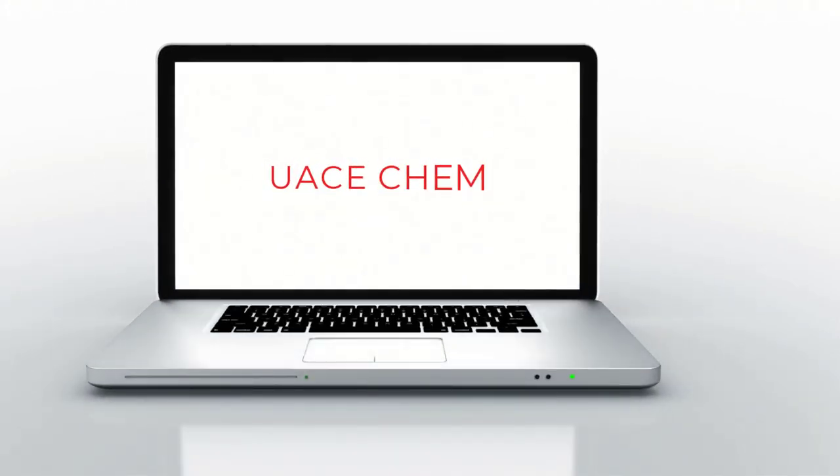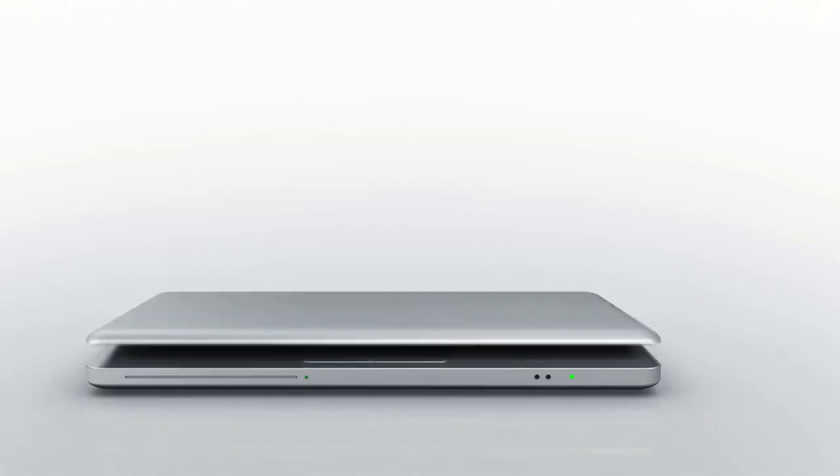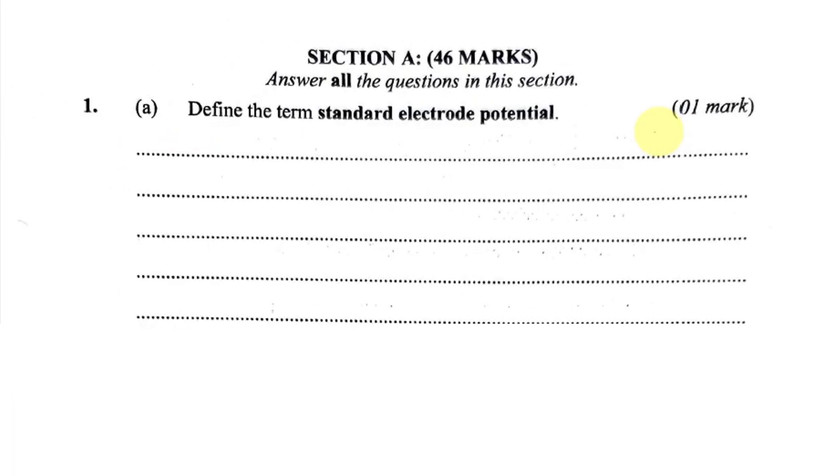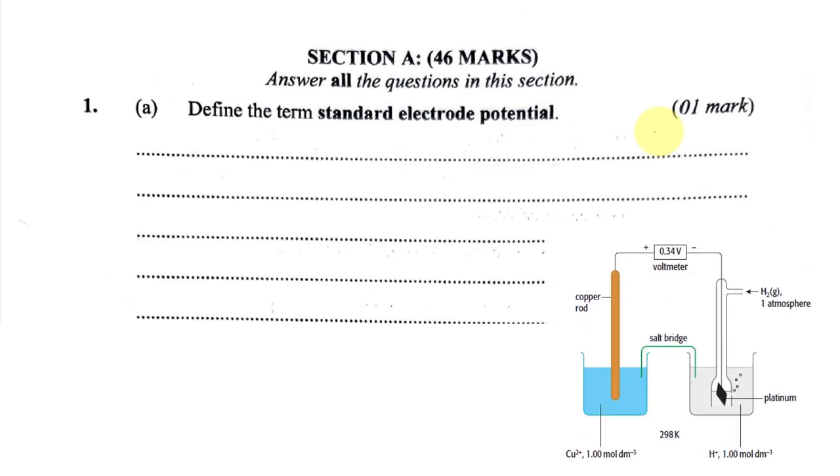Hello and welcome. We are going to look at question 1 of last year's paper, UACE chemistry. So, first question said, define the term standard electrode potential. For us to be able to define it, we need to have an idea on the setup that can be used to measure or determine the standard electrode potential of the given electrode.